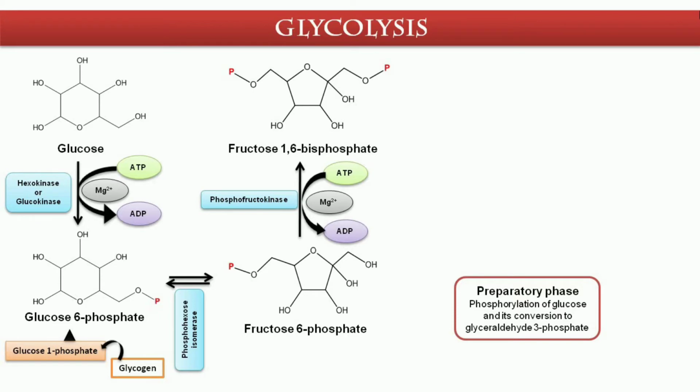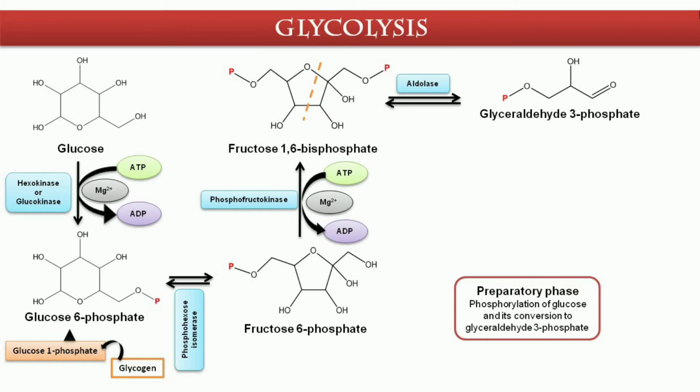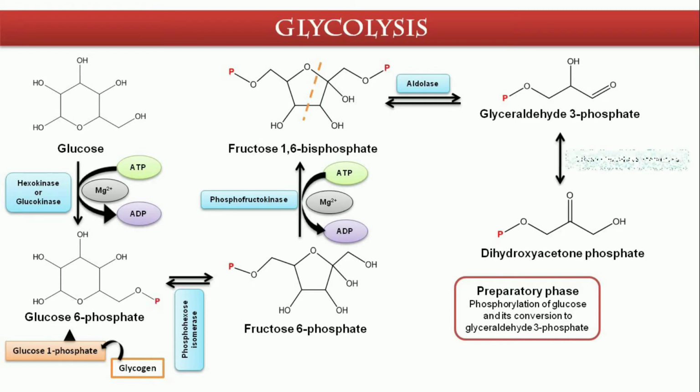From here, the cleavage of the 6-carbon sugar phosphate to two 3-carbon sugar phosphates occurs with the help of aldolase. This cleavage occurs in this position and forms one molecule of glyceraldehyde 3-phosphate and another of dihydroxyacetone phosphate, which can be interconverted with the enzyme triose phosphate isomerase.